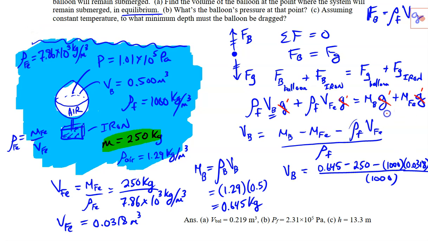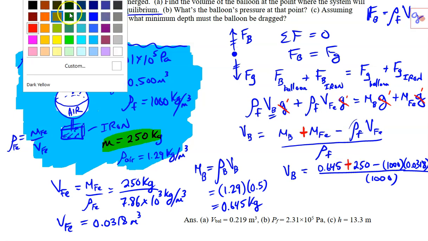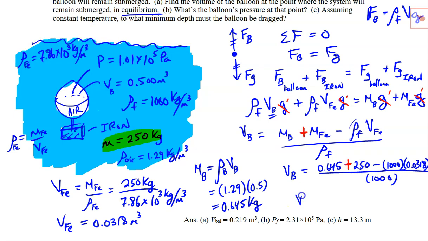I do realize that when I was solving for volume here, I have mass plus mass. So this should be a plus here, and this should be a plus here. There you go. Working it all out, we get a volume of 0.2188 meters cubed, which is 0.219 meters cubed. And that was just part A. My God. All right, let's go on to part B.